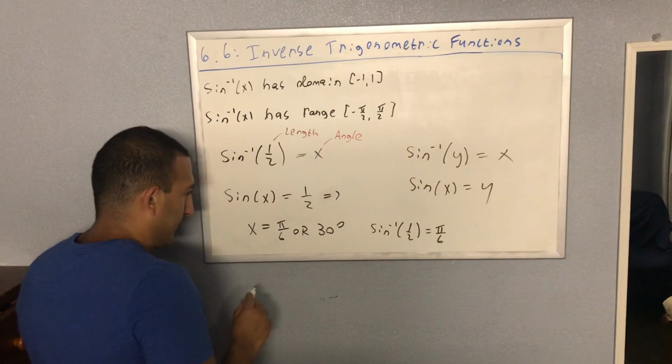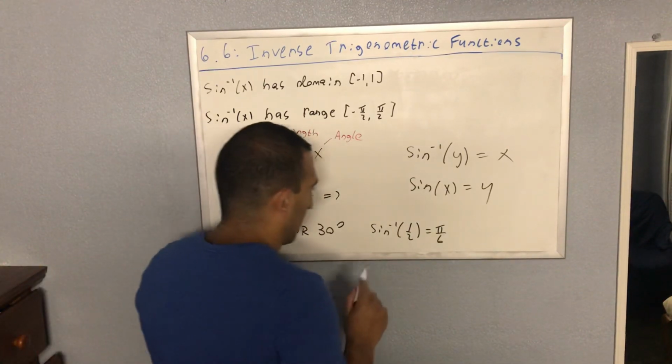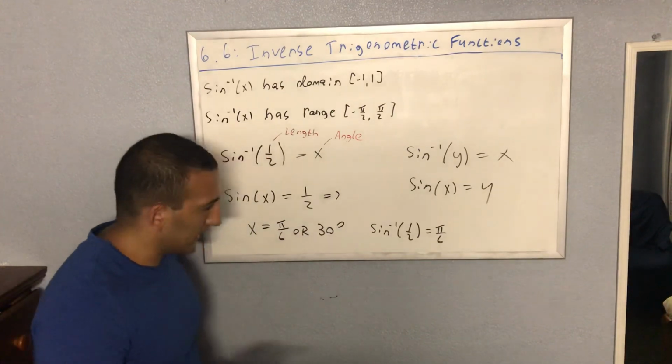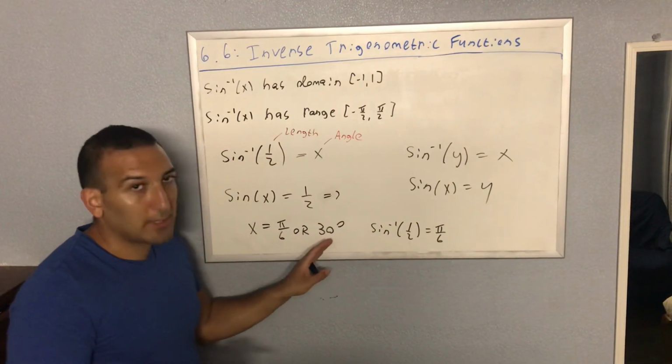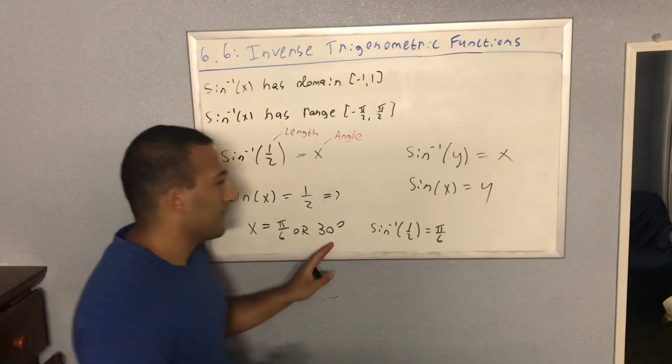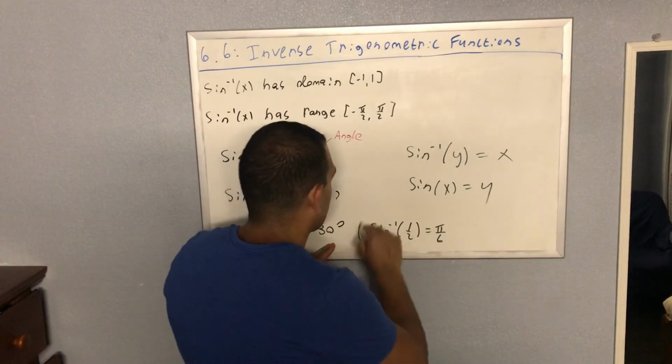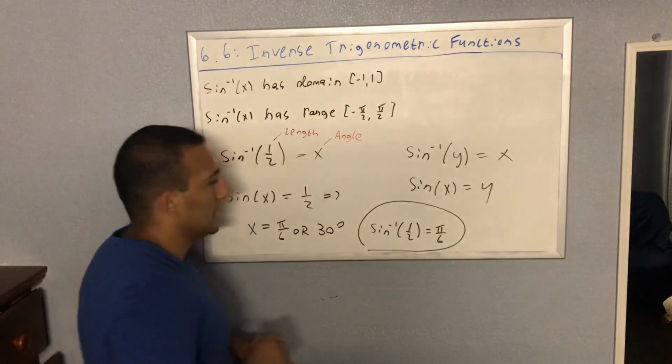But for reasons that deal with units and stuff like that, very rarely do we use degrees in calculus. So we're going to stick with radians. So this would be the answer.